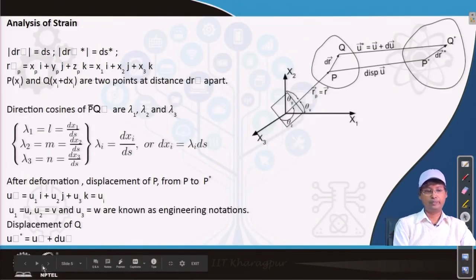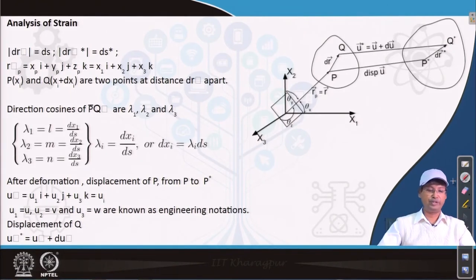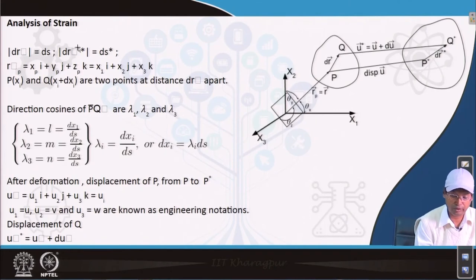Okay. So, in this there is again some mistake with the interpretation of the slide. These are all vectors.